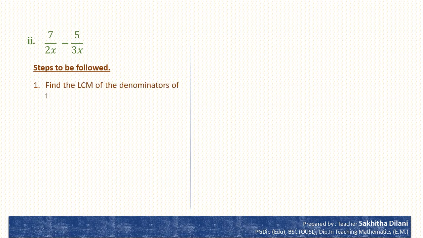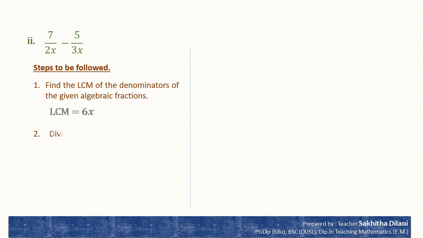Now consider the second example. When considering their denominators, you can see that it is somewhat difficult to write equivalent fractions directly as in the first example I explained. Therefore, I will explain the steps you have to follow when simplifying algebraic fractions. In these two fractions, the denominators are 2x and 3x. First, find the LCM of the denominators of the given algebraic fractions, that is 6x.